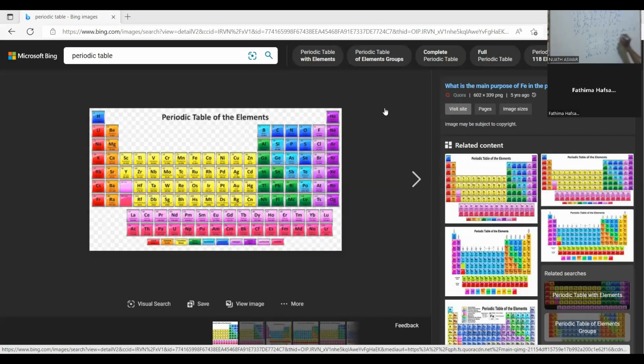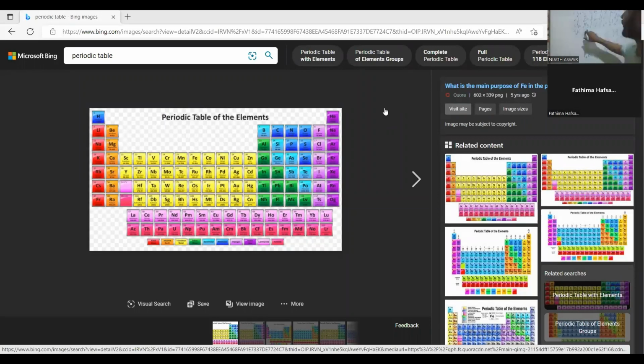Next one. After neon, what's the next element? Sodium, 11. Electronic configuration? 2, 8, 1. Very good. In the second cell, there cannot be more than 8 electrons, so we put 1 here.